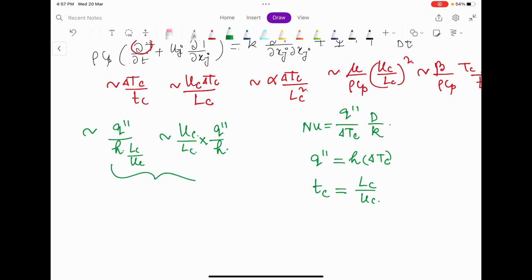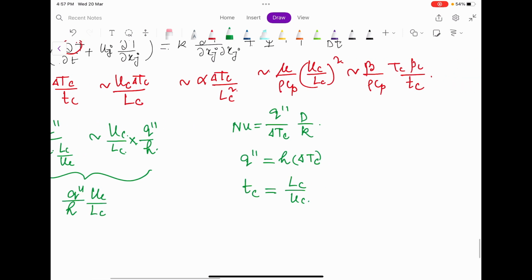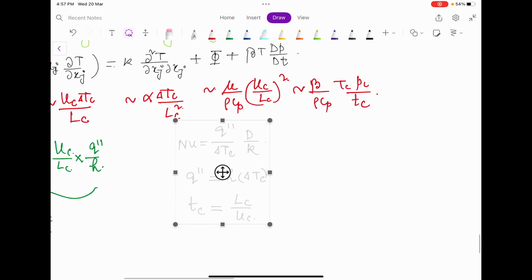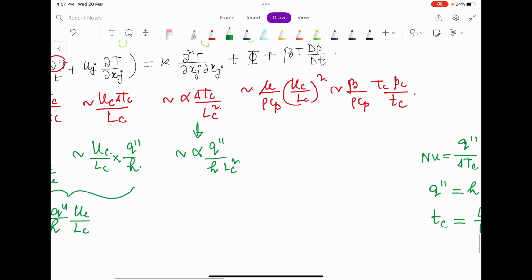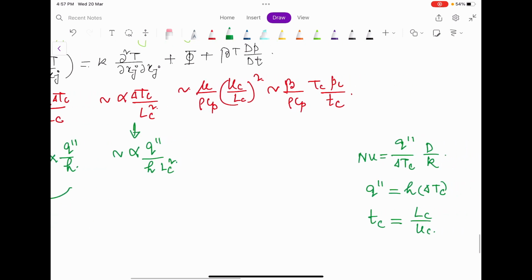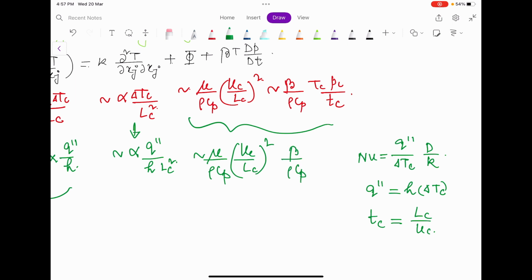Okay, you see that these two terms are of the same order, that is q double prime by h into Uc by capital Lc. Now let me put this thing into another place. So this term becomes alpha into q double prime by h into Lc square. And these terms let us not touch now, because anyway we can neglect these terms, and even if we touch them, the order of magnitude is not changing. Tc by Tc.